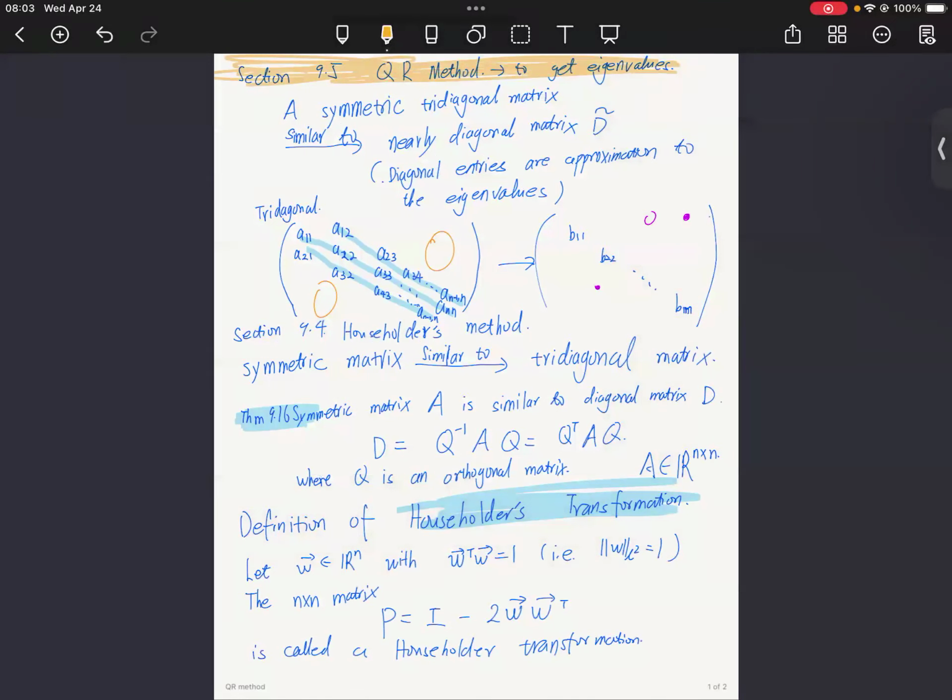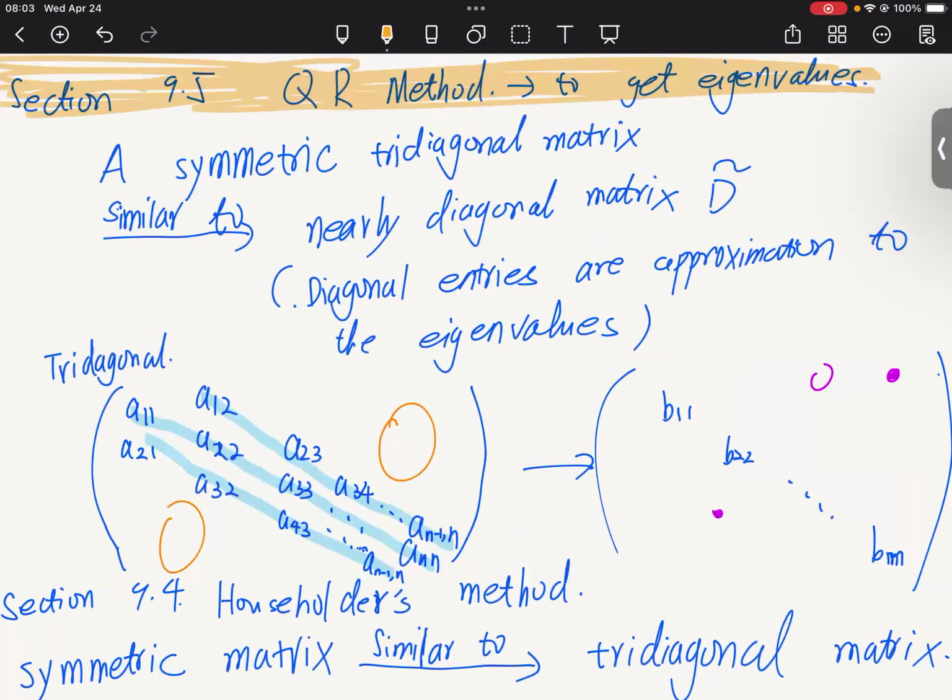And the QR method here uses a similar idea, but we are going to transform the matrix to make it similar, symmetric, to a nearly diagonal matrix. And the nearly diagonal matrix would have the eigenvalues on the diagonal.